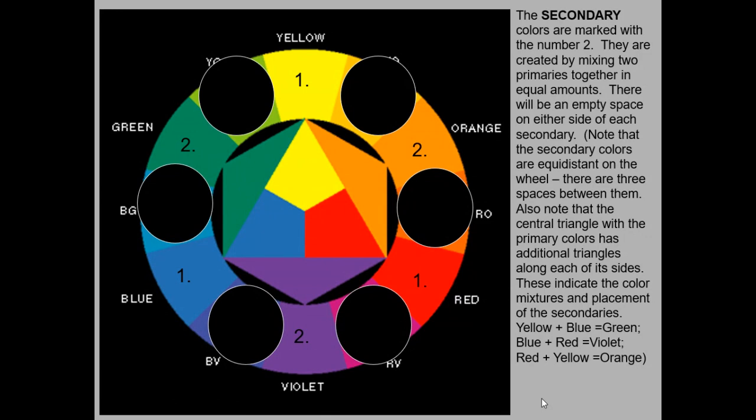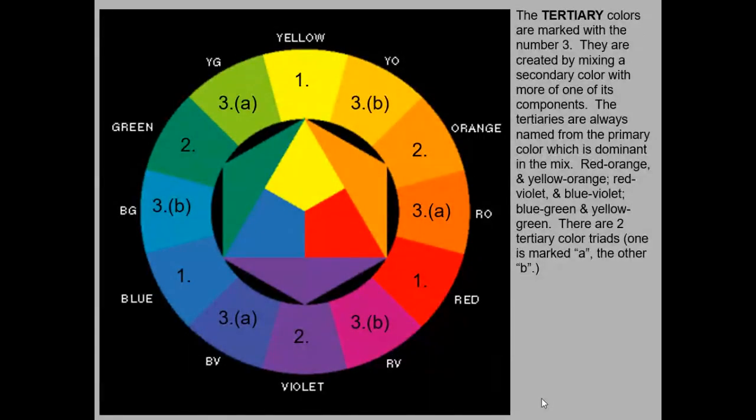So secondaries are always made by combining two primaries, but in theory at least, in equal amounts, 50% of each. The colors that are now on the screen, labeled with 3A or 3B, are the tertiaries. They're essentially your secondary colors, but with more of one of the primary colors in the mixture.